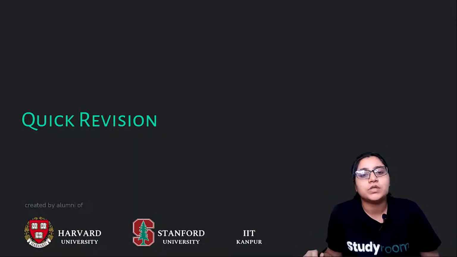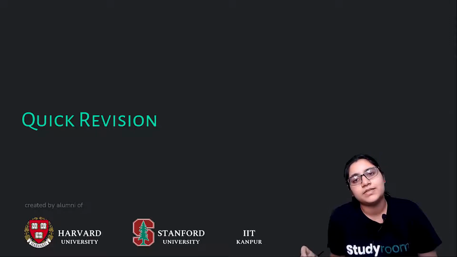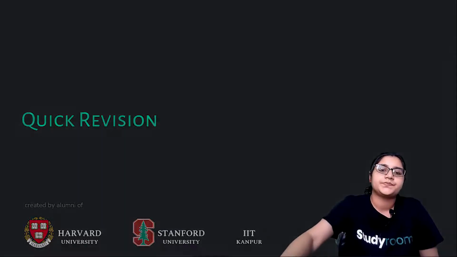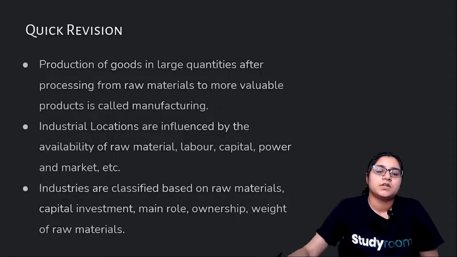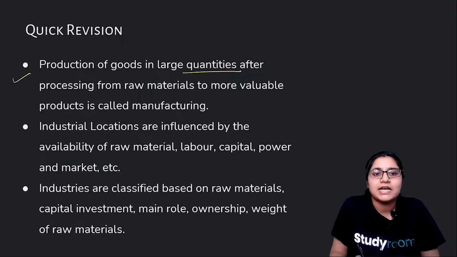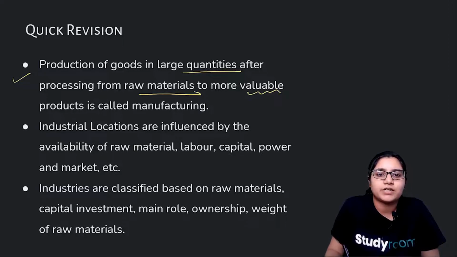So now we are moving toward the quick revision of the chapter. Hope you'll understand each and everything. So be patient with all the points. And these are the important points that might come into your examination. So be thorough with all these points. First, production of goods in large quantities after processing from raw materials to more valuable products is called manufacturing. That would be your definition of manufacturing.